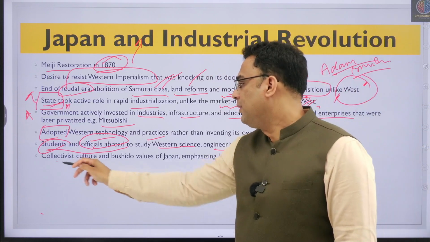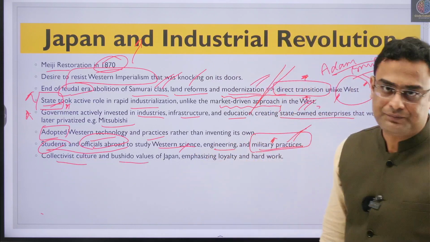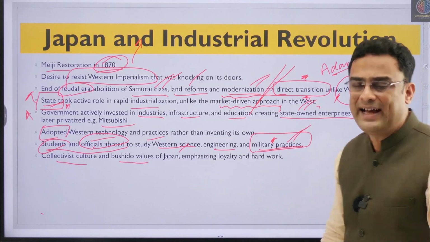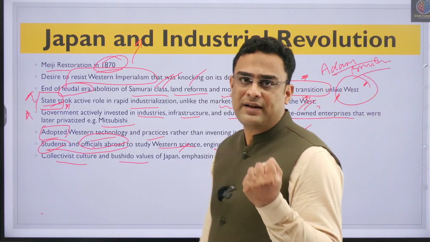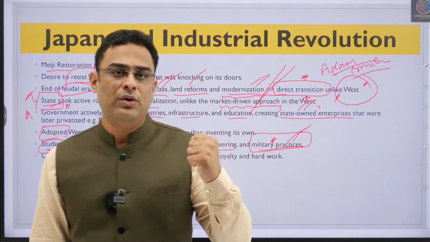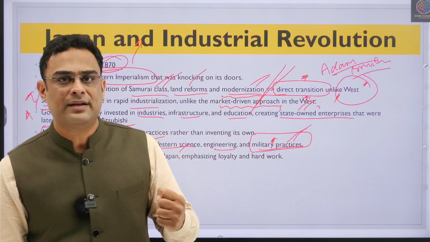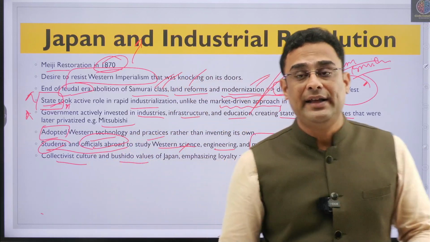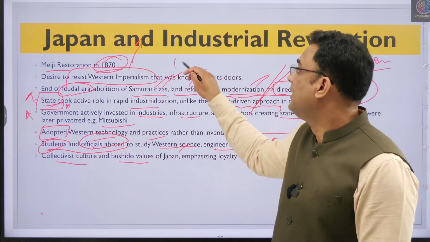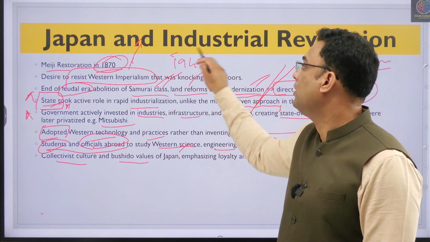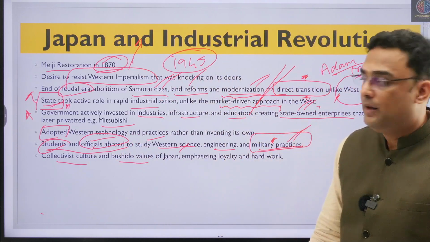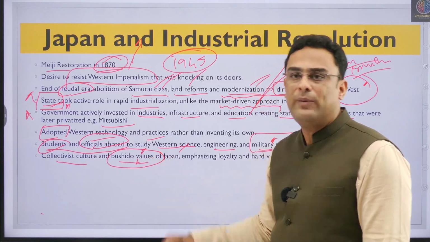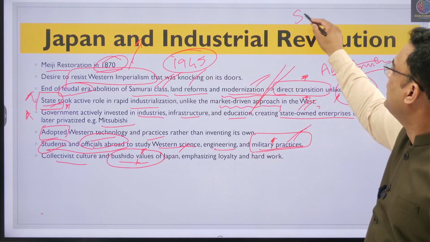Collectivist culture and Bushido values of Japan. Collectivist culture means we together as a country are one. The Japanese people have this in them. We as a country, we are one. We have to be together, we have to fight together. That culture, collectivist culture, was there, and that came in very handy. It came in handy here, it came in handy after World War II also. Bushido values. What are these Bushido values? Bushido values are basically samurai values.